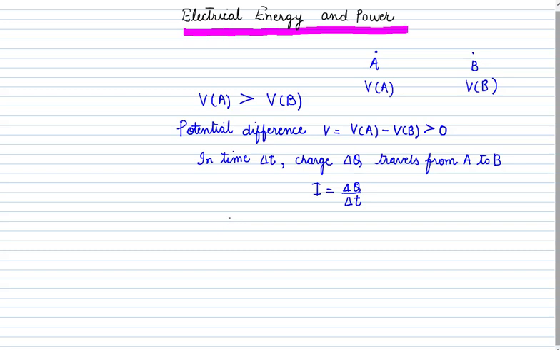So if there is current, then we can write down the change in potential energy. This will be equal to the charge into the change in potential. This will easily give us the value of potential energy, V of A minus V of B, and if you put in the value of delta Q, then it is I into delta T. So this is the value of the change in potential energy.